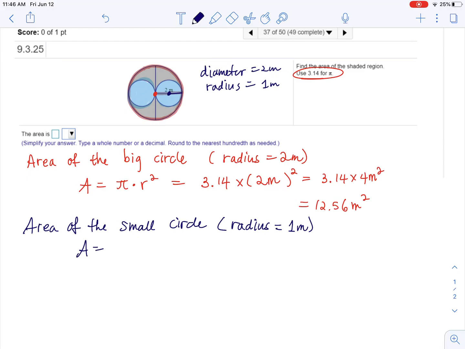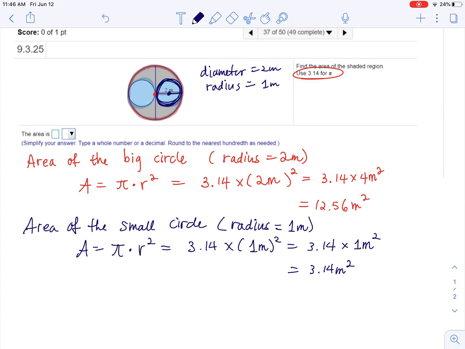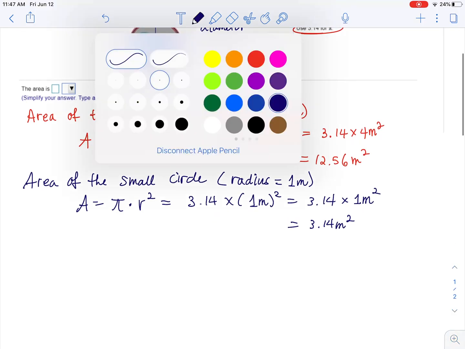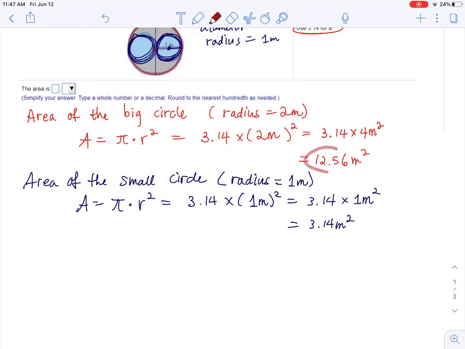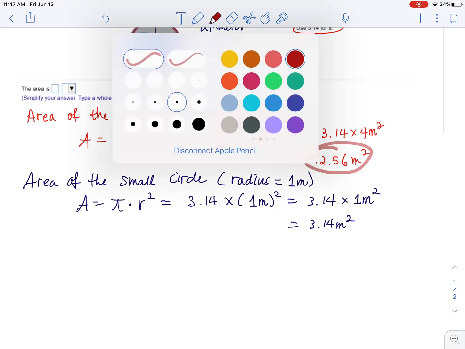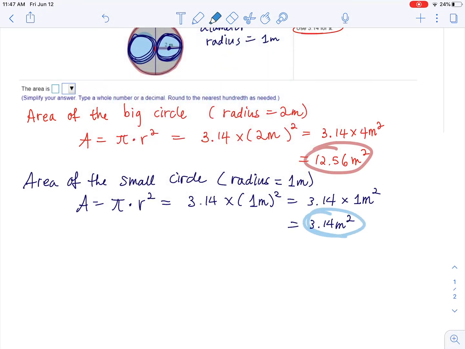So let's go ahead and find it. Area equals pi times radius squared. That will be 3.14 times 1 meter squared. If you square 1 meter, 1 squared is just 1, but if you square meter, you get meter squared. So that will give you 3.14 meters squared. But notice I just found the area of this one small circle. How many of those do we have? We have 2 of them. So here's my big plan. I know the area of the big circle, and I'm going to subtract 2 times the area of the small circle, and that will be my final answer.